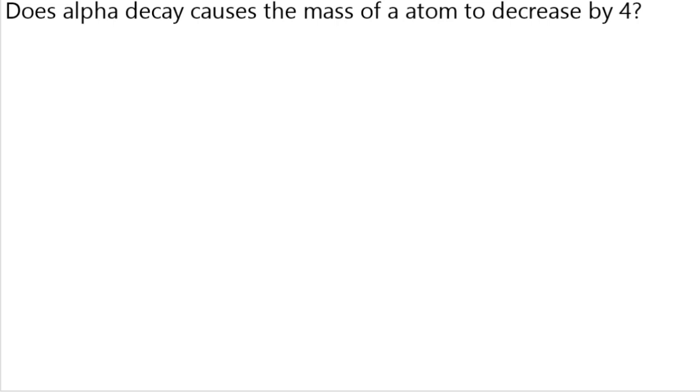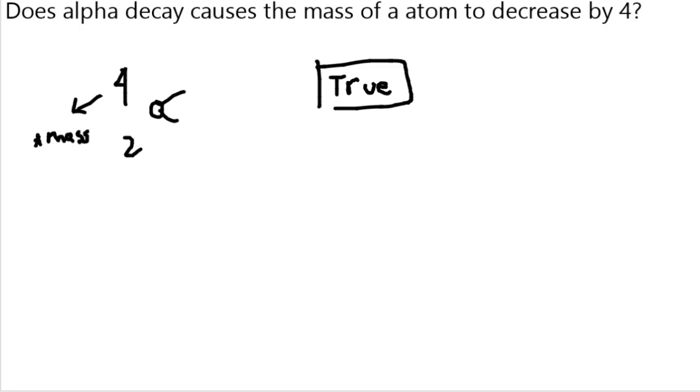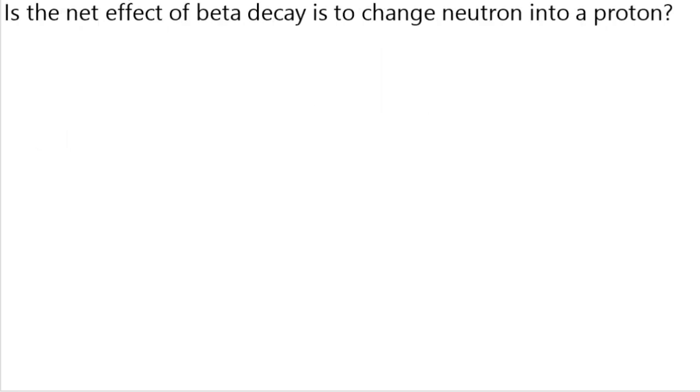Does alpha decay cause the mass of an atom to decrease by 4? So this is true because we have 4 here. This is going to be mass. So if a certain element goes through alpha decay, it will basically lose an atomic mass of 4. So this is true.